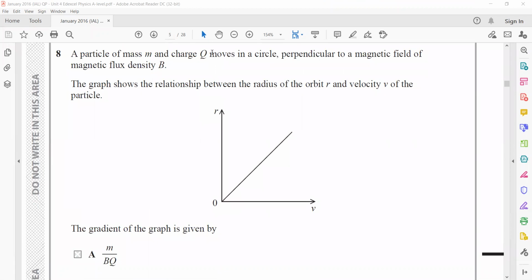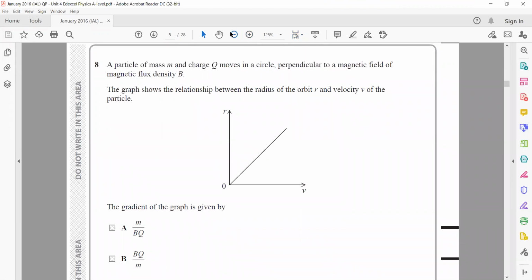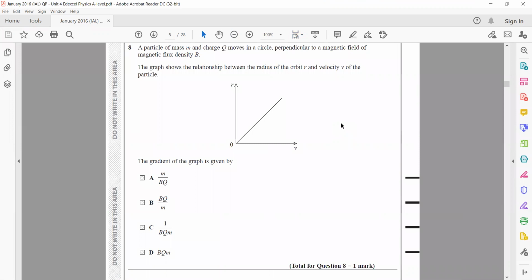A particle of mass m and charge q moves in a circle perpendicular to a magnetic field of flux density B. The graph shows a relation between the radius of orbit r and the velocity. The gradient of this graph is given by... Basically, when it is moving in a circular path, the centripetal force is equal to the magnetic force. Centripetal force is given by mv squared over r, and magnetic force is qvB. So this v will cancel with v, and we have mv over r equals qB.